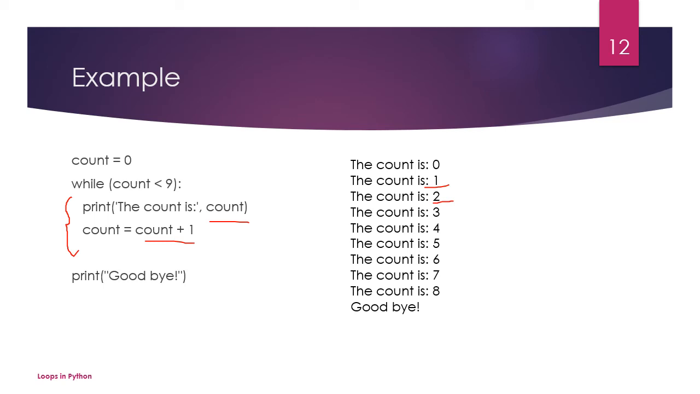This process will go on until 8. 8 is less than 9. Now the count is 8, it will be displayed. This time the value of count turns to 9. When next time the while statement checks the condition, 9 less than 9, the condition becomes false. So this block of code will not be executed. The statement outside the block will be executed, which is a print message, and that is the goodbye statement.